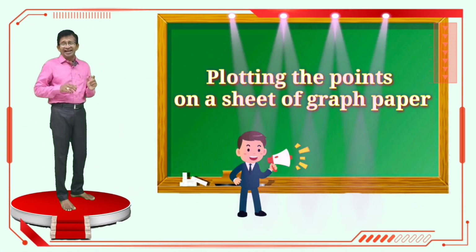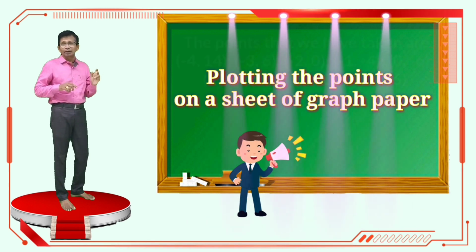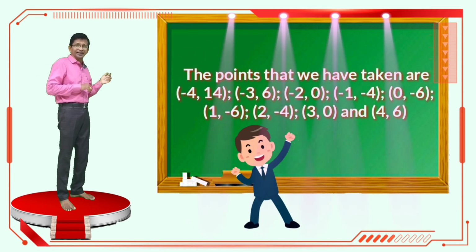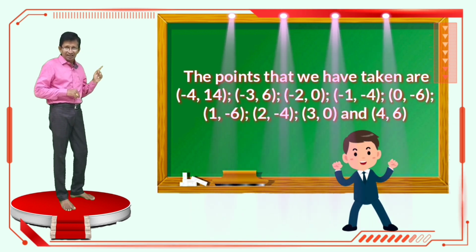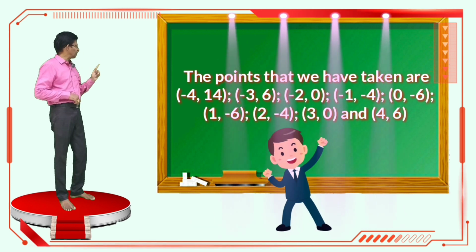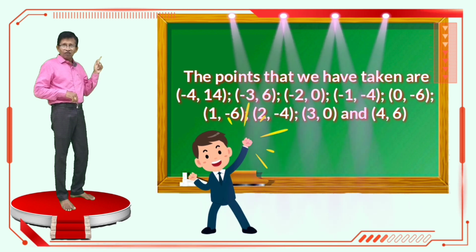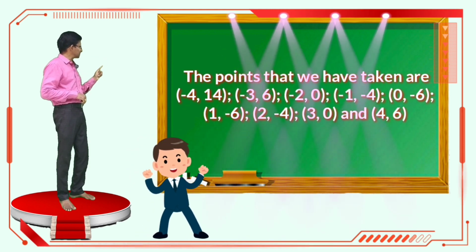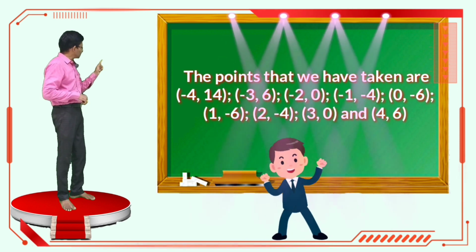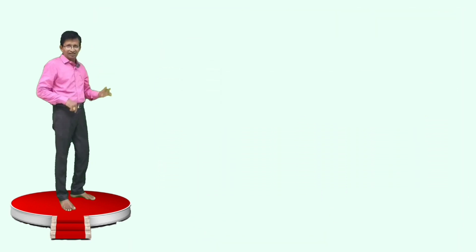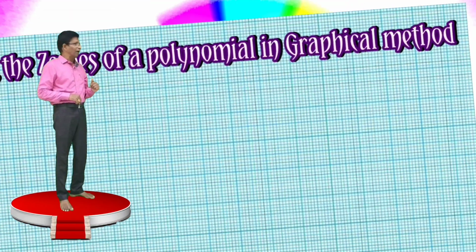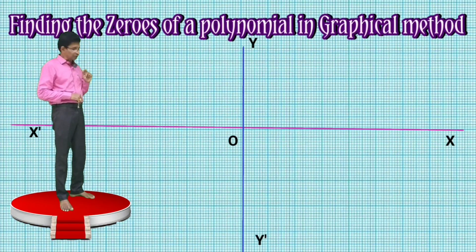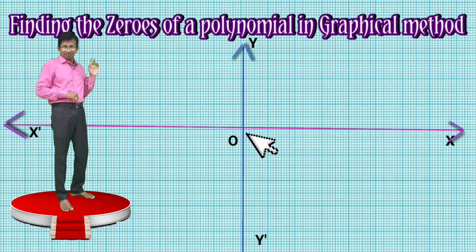Next, we are going to the task of plotting the points on a sheet of graph paper. The points that we have taken are (-4, 14), (-3, 6), (-2, 0), (-1, -4), (0, -6), (1, -6), (2, -4), (3, 0), and (4, 6). Now take a sheet of graph paper. Draw the x and y axes and mark the point of intersection as O. That's the point of origin.